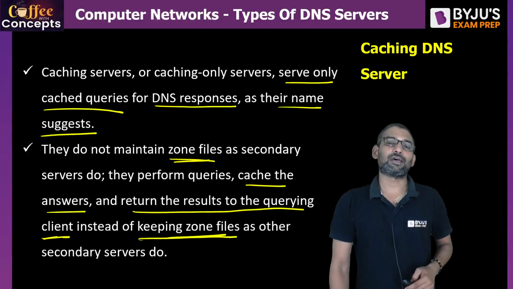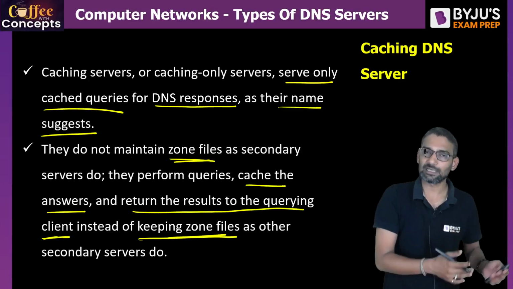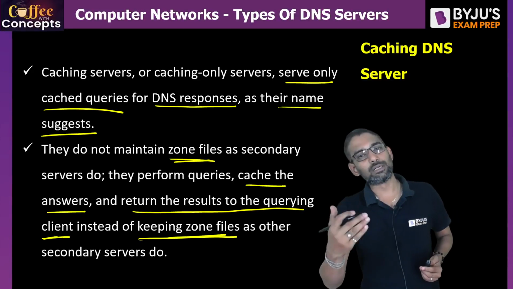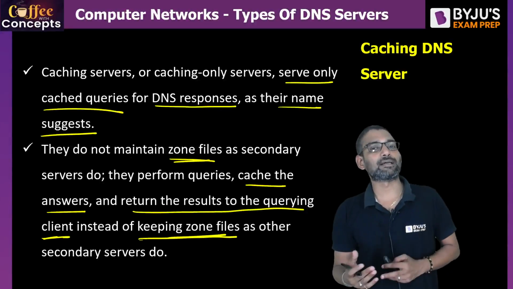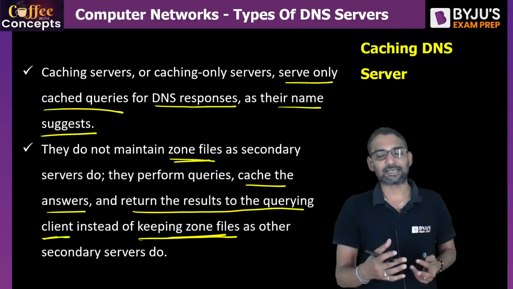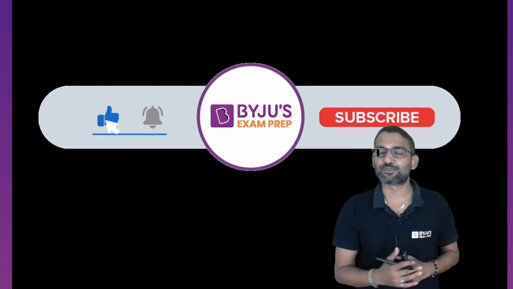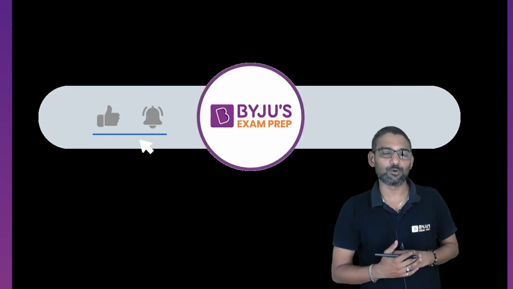So we have two classifications for the DNS servers. As per one classification: resolver, root level, top level and authoritative DNS servers. As per the other classification: primary, secondary and caching DNS servers. This is what we had about the types of DNS servers, guys. I hope the concept of DNS servers is clear now.